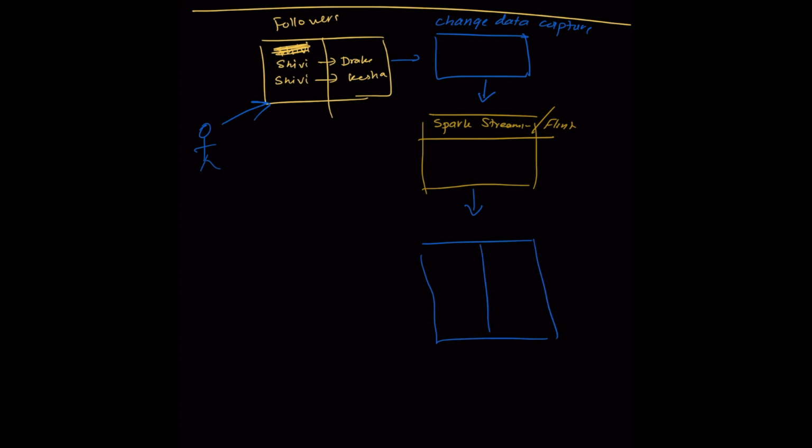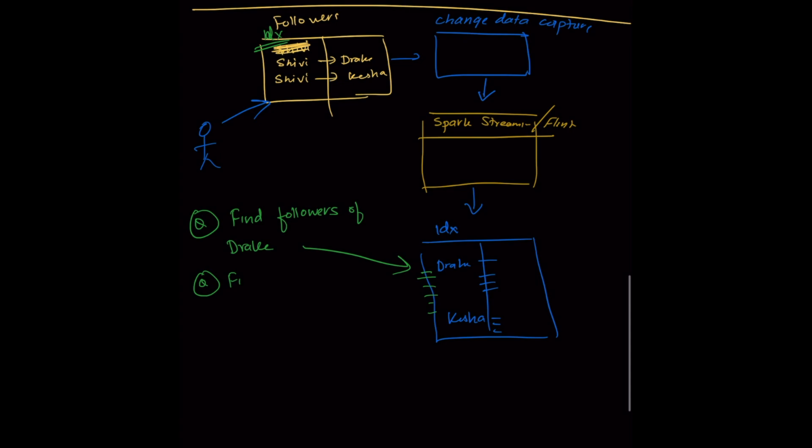So now over here would be Drake, Kesha. So the index is here, and in our previous case the index was here. Okay, so now there are two kinds of queries that happen. Find followers of Drake, then I can just look here and get all the followers of Drake. Okay, question, find who does Shivi follow.